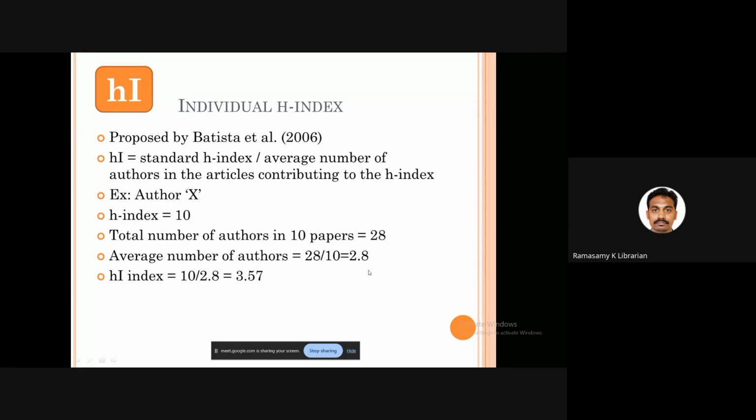Now they say your Hutch index divided by this average number of authors, 2.8, is equal to 3.57. That means that as far as you as an individual are concerned, you have the eligibility to get only 3.57 as your individual Hutch index. The Hutch index of 10 is meant for all authors, not only your contribution. That is the viewpoint of Battista when he formulated this individual Hutch index.